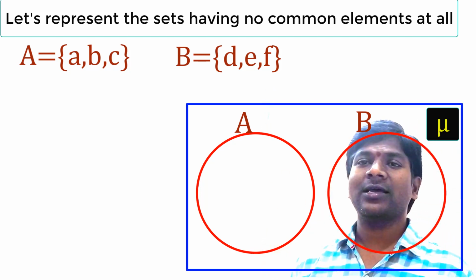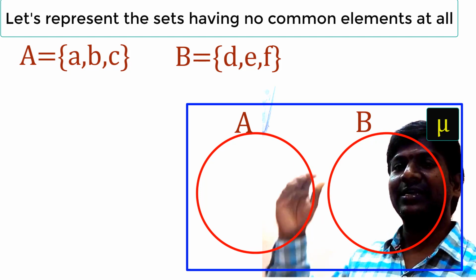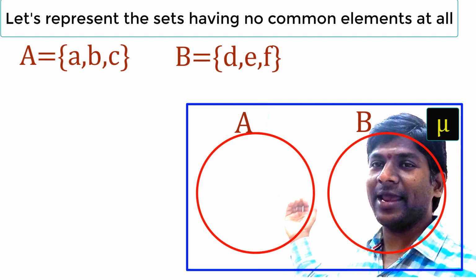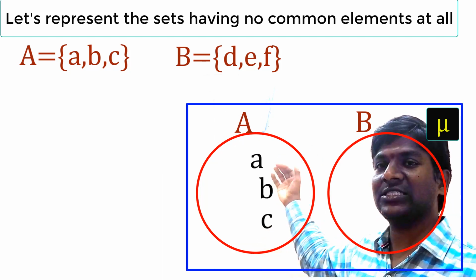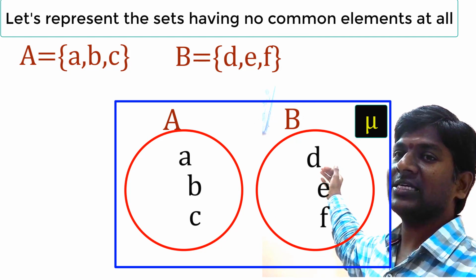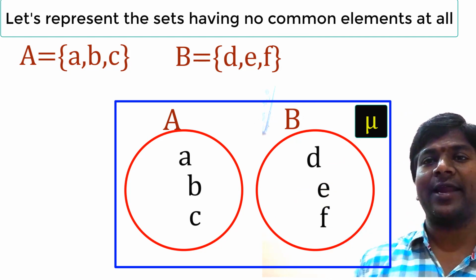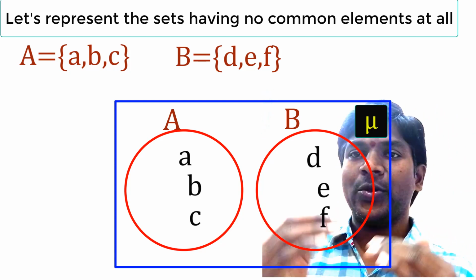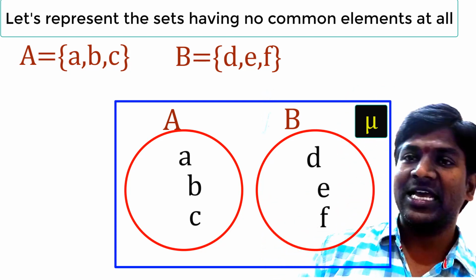Now we write the elements of set A in circle A, and we write the elements of set B in circle B as shown on the screen. a, b, c can be written in set A, d, e, f can be written in set B. Children, these are the different types of Venn diagrams you can see in this class.